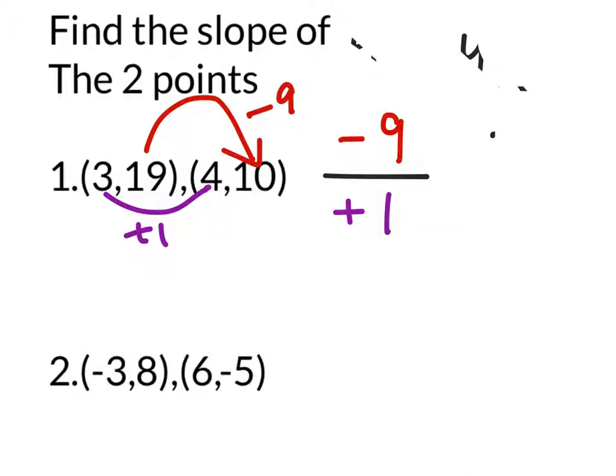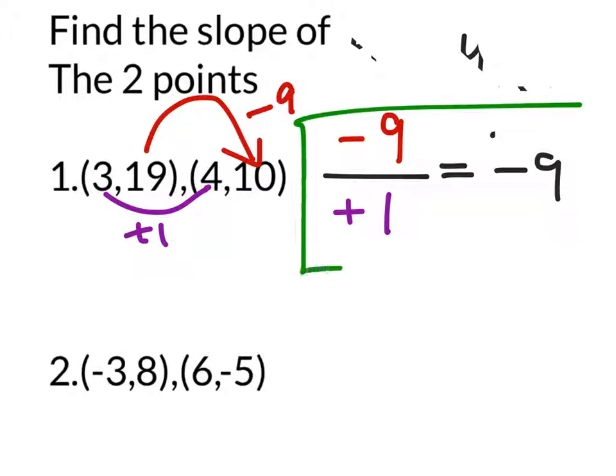That rainbow's in the bottom there, because it's the change in the x's, which is in the denominator. Negative 9 divided by 1 is negative 9. But if you like it in the fraction form, that's fine.